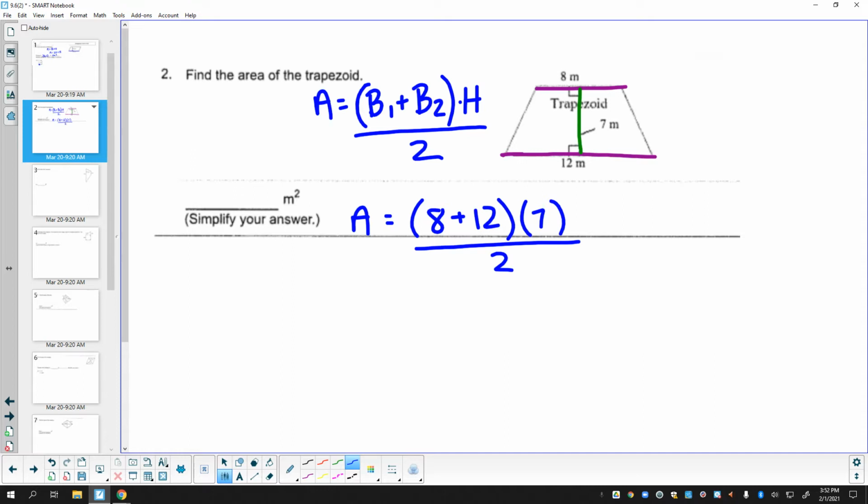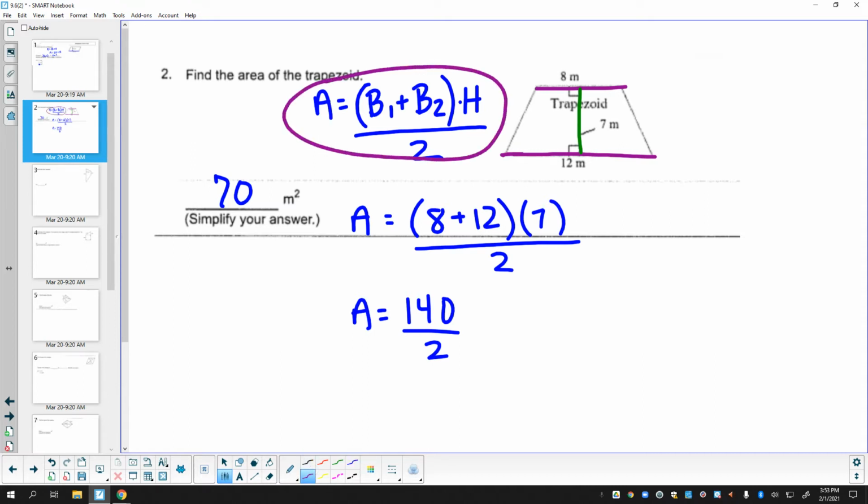So 8 plus 12 gives me 20. 20 times 7 gives me 140. So on the top, I have 140, and I need half of that for the area, which is going to end up being 70. I would definitely make sure that you have this formula written down so that you know what you're supposed to be doing for a trapezoid.